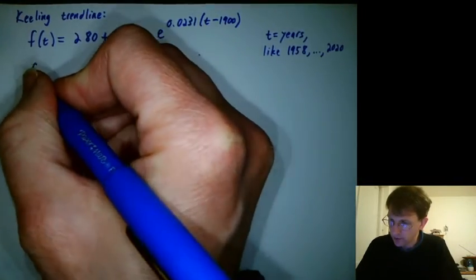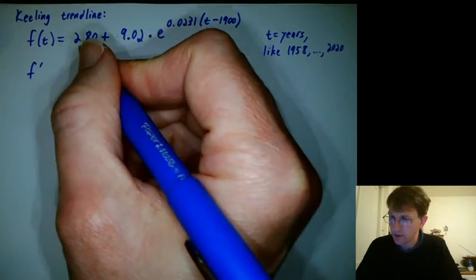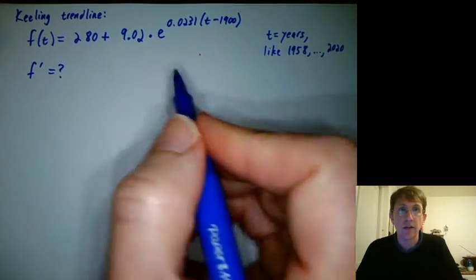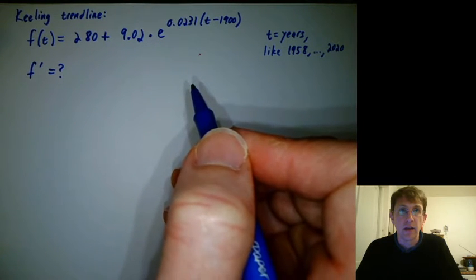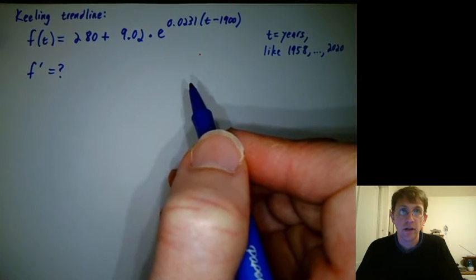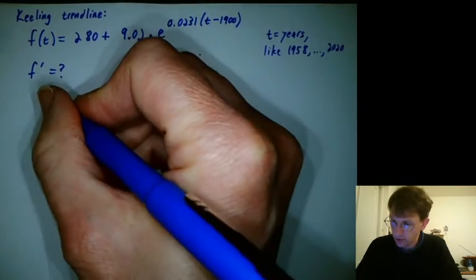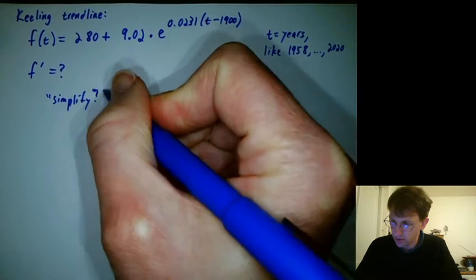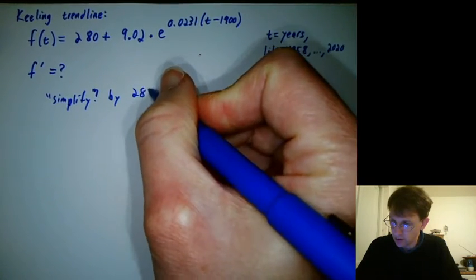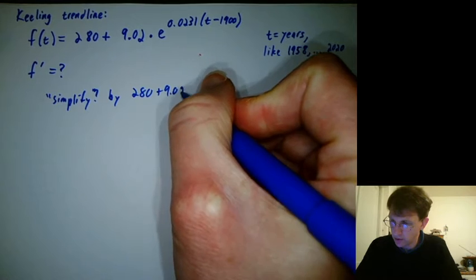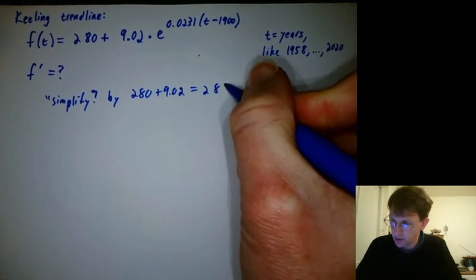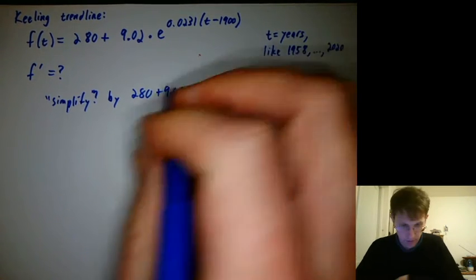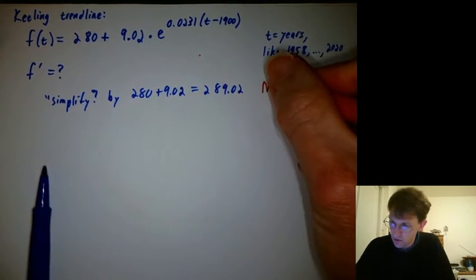So what is the derivative? How quickly is the CO2 parts per million increasing? So go ahead and take the derivative there. All right, I have a question for you. Can you simplify before you take the derivative by doing 280 plus 9.02 equals 289.02? Is that a good idea? The answer is not just no, but no.